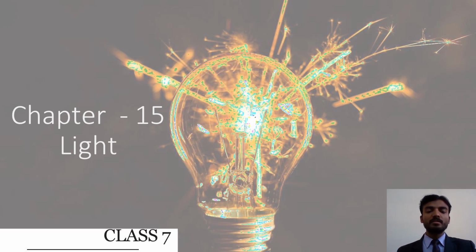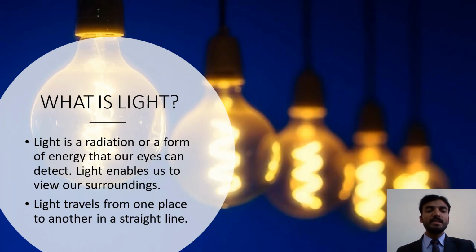So what is light? Light is a form of energy which gives us the sensation of sight. Without light we cannot see anything. Light is a radiation or a form of energy that our eyes can detect. Light enables us to view our surroundings. Light travels from one place to another in a straight line.